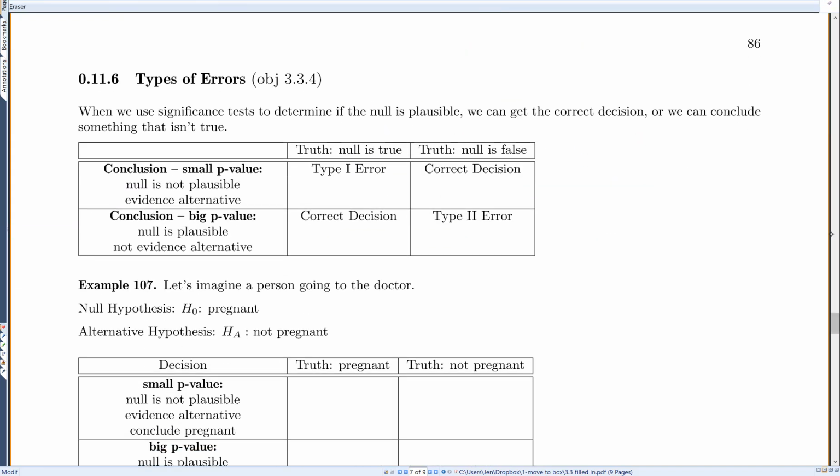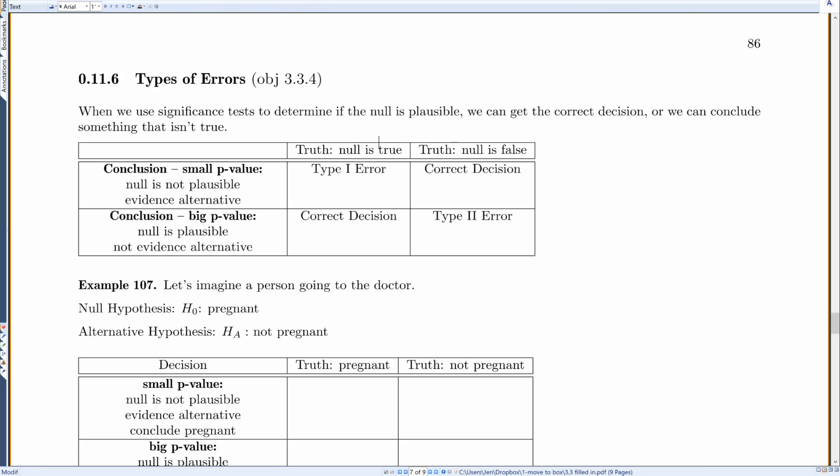Now there's something we haven't actually talked about yet, which is errors. So if we're using significance tests to determine if the null is plausible, we can get the correct decision, or we can actually conclude something that isn't true. We don't like that, but we realize we're just looking for evidence, so we can often be wrong. So this is a little matrix here. You can think about it as the truth is either that the null is true, or the truth is the null is false. There's only two options really: either your null is true or the null isn't true.